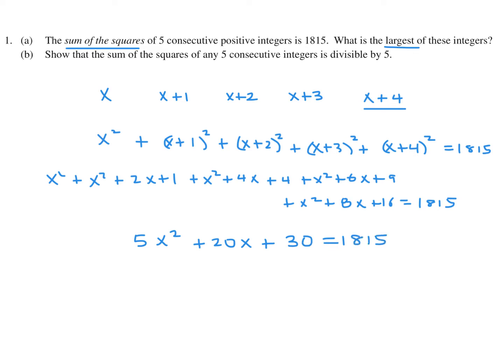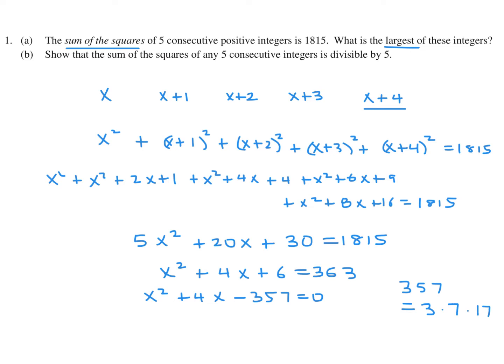Now the first thing I see is it's divisible by 5, so let's divide everything through by 5, and that will give me x squared plus 4x plus 6 is equal to 363. Put everything on one side, and we get x squared plus 4x minus 357 is equal to 0. And this factors, because 357 is 3 times 7 times 17, which is really 21 times 17. So this can be x plus 21 times x minus 17. So that means x is either 17 or x is equal to negative 21.